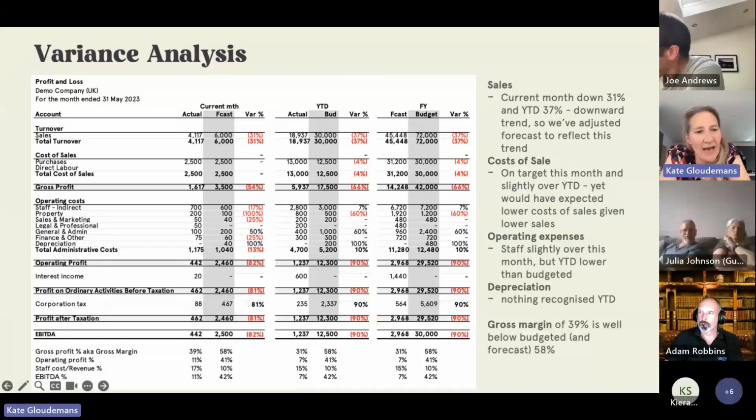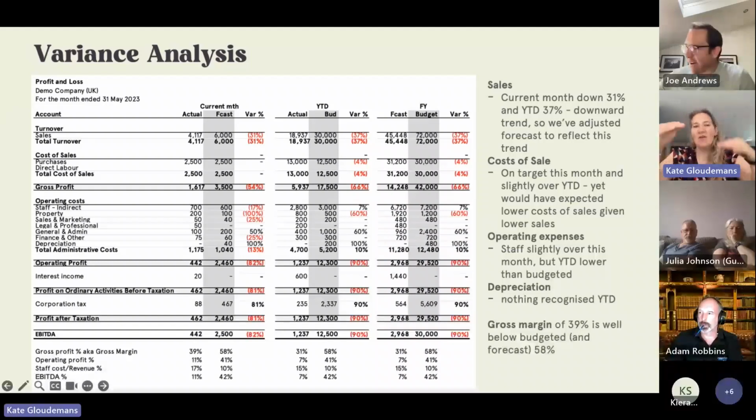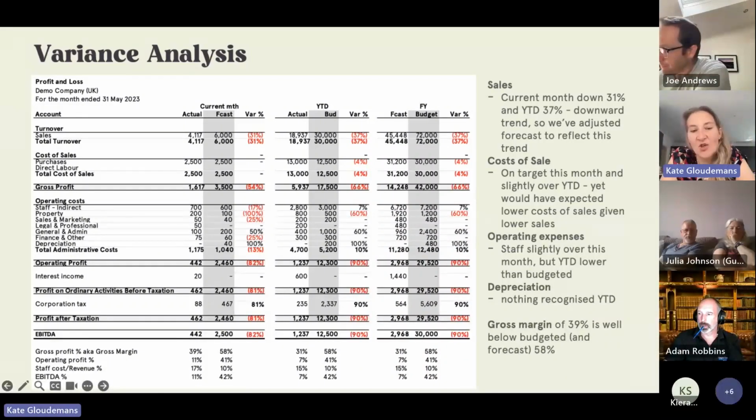Other things that we might look at are margins, and I've included some ratio analysis in here. So things that are good to look at is your gross profit as a percentage of your sales, which is known as your gross margin. And you can compare that. So even if your revenue and costs are up and down, this is a good way of seeing how you perform. And likewise, your operating profits. So just a few things.